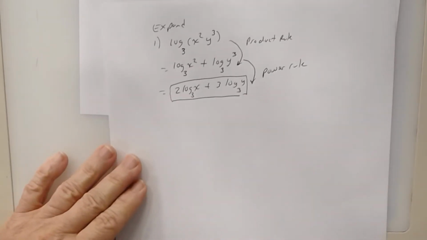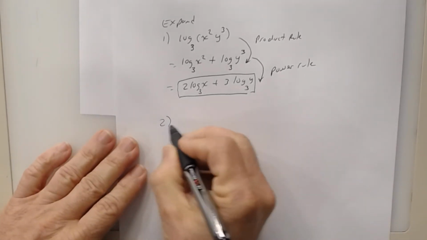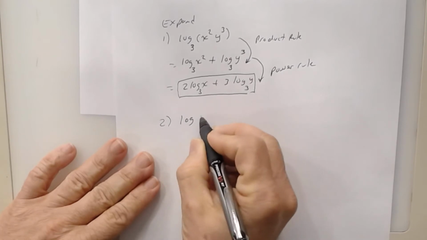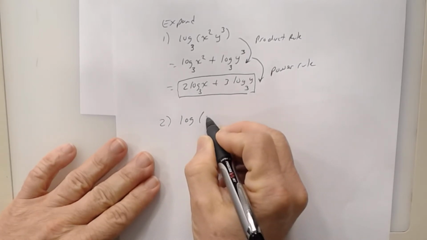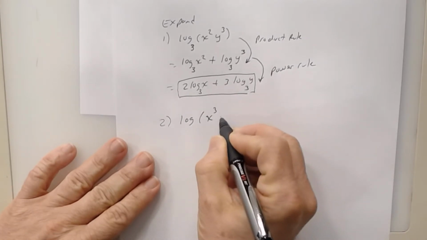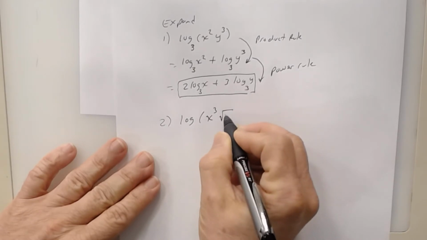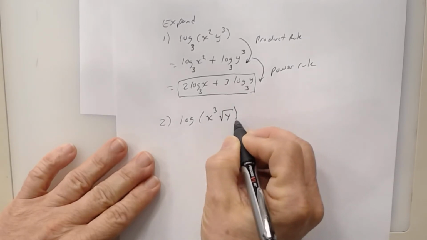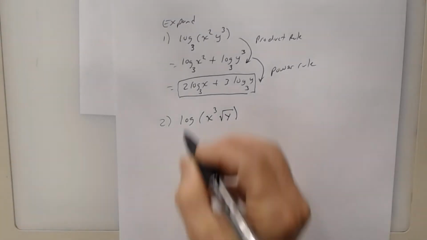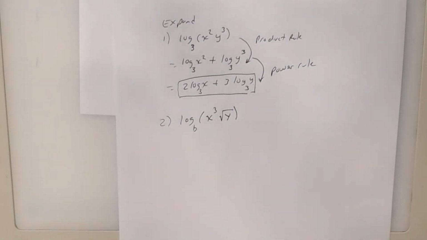All right. Let's look at this. Suppose I had the log of x cubed times the square root of y, base b. So the log of x cubed times the square root of y, base b. All right, what rule are you going to use first?